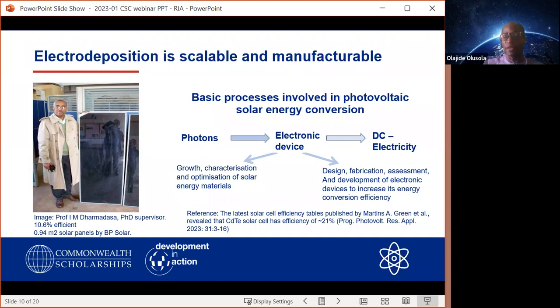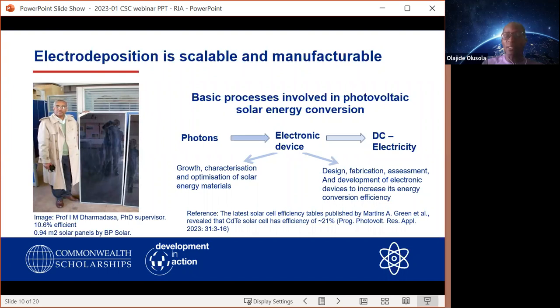But recently, First Solar has actually proven that these cadmium telluride-based solar cells can have improved efficiency. And recently, from the report by Martins et al., they've been able to report approximately 21% efficiency. A solar cell is an electronic device that absorbs photons from the solar spectrum, and the kind of energy that solar cells produce is direct current electricity.